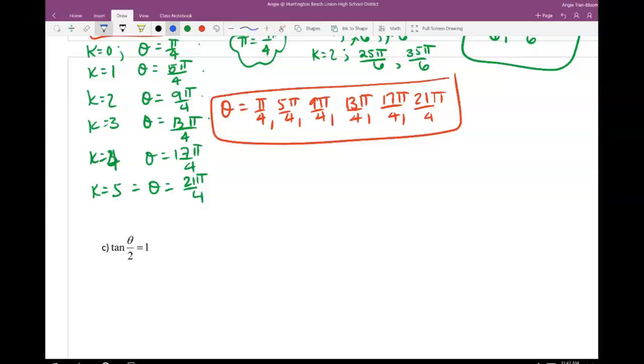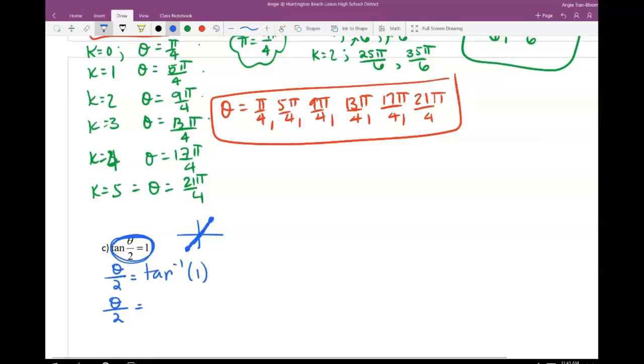Tangent of theta divided by 2 equals 1. So similarly, I'm going to do composing tangent inverse, okay? So tangent, remember the original is normal trig, no restriction. Tangent is positive in quadrants 1 and 3, right? So the question is, hey, theta divided by 2 is what? What angle in quad 1 is going to give me tangent of 1?